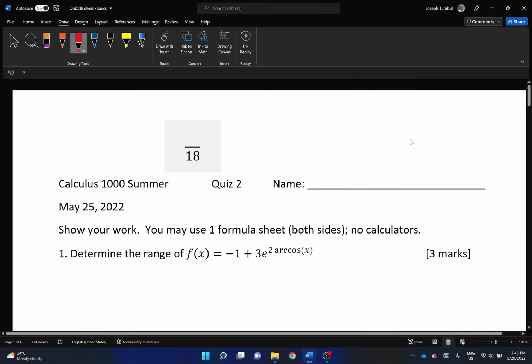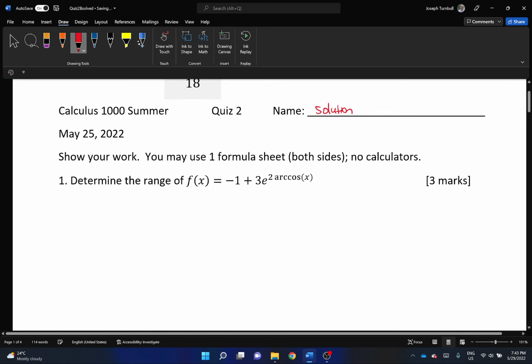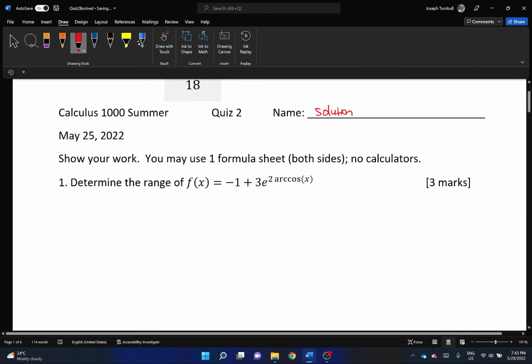Okay, welcome. I'm going to go through the solution for quiz 2. First question asks us to find the range of a function. So what I'm going to do is start by writing down the range for one part of the function. So let's start with the range of arc cosine.